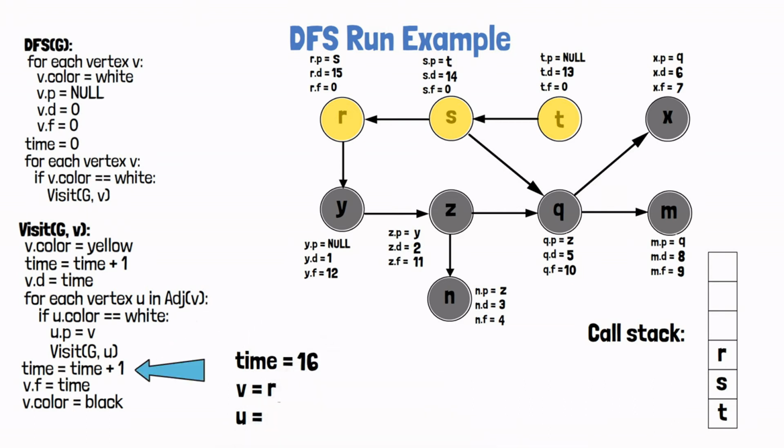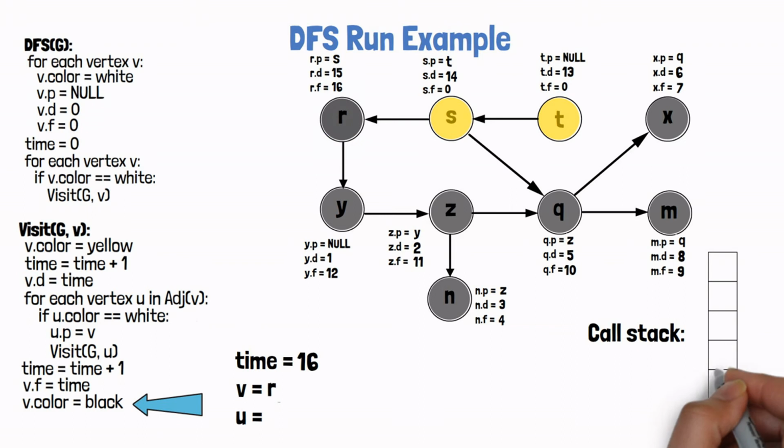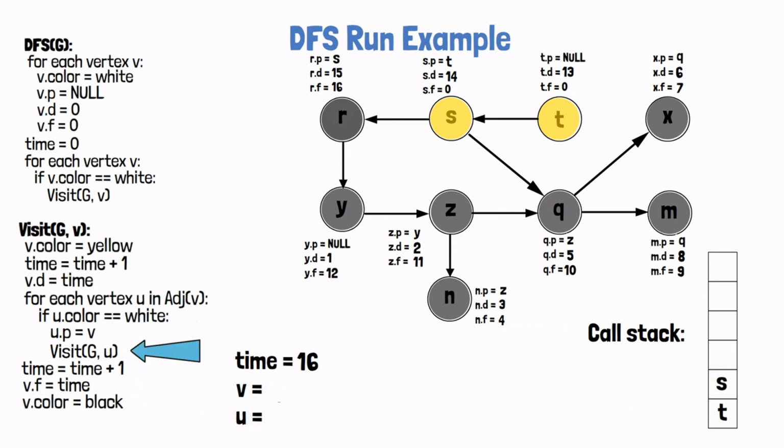We increment the time and update the finish time of r to be 16. We also color it as black, since we finished handling it. We clean r context from the call stack and go back to where it was called and restore the local state. We are back to s and we've checked all of its neighbors, so we exit the for loop. We increment the time and set the finish time of s to be 17. We then color it as black. We clean the call stack from s context and go back to where it was called, restoring the local state.